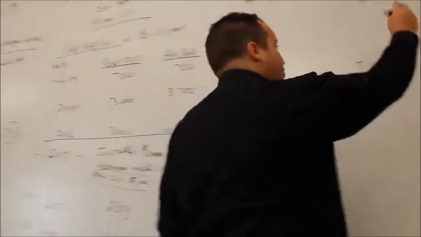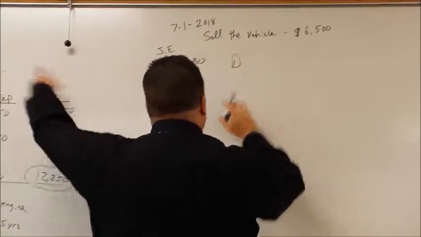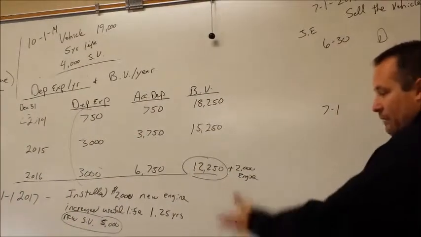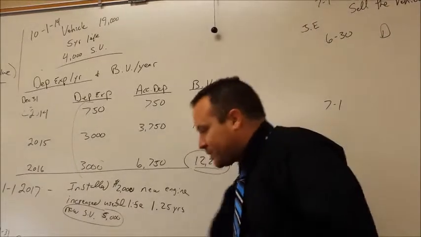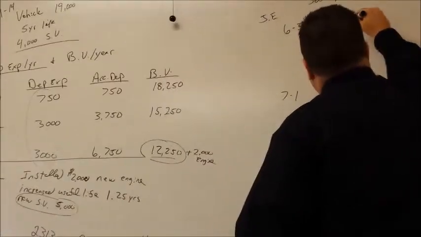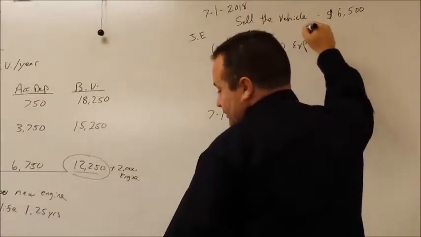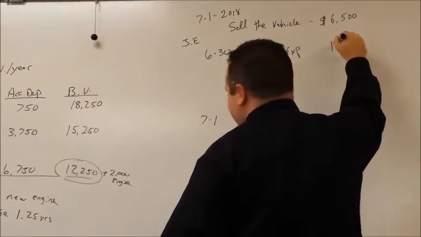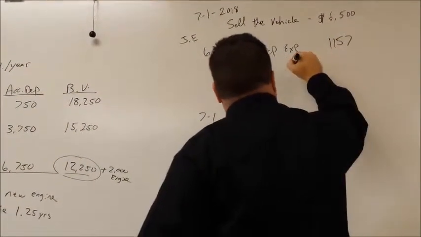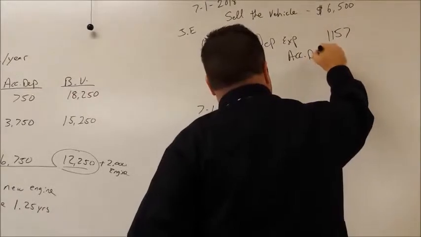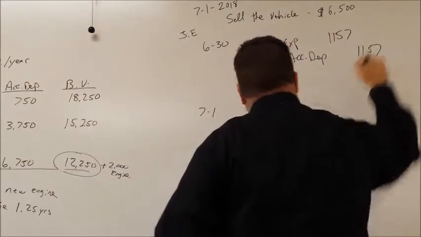So my journal entry would show, every time you see a number here, that's a journal entry. I'm just happening to only do it for this last one. Depreciation expense, 1157. Accumulated depreciation, 1157.